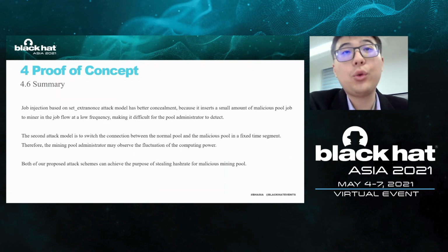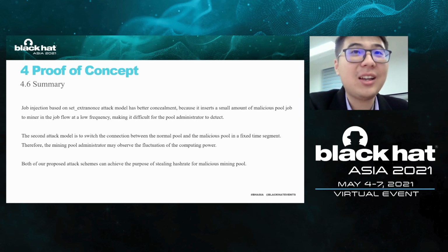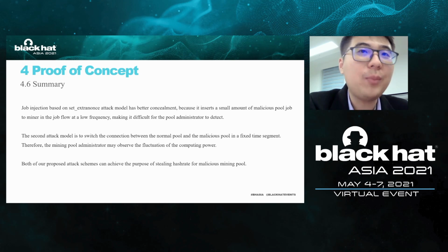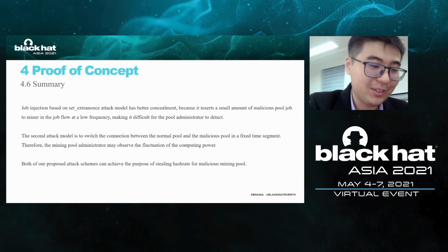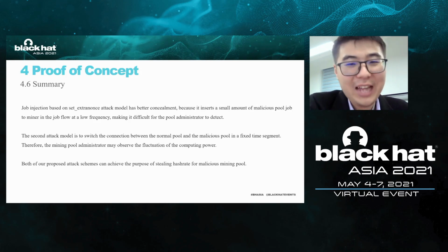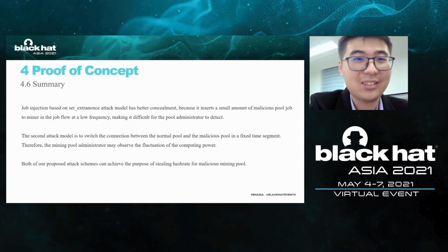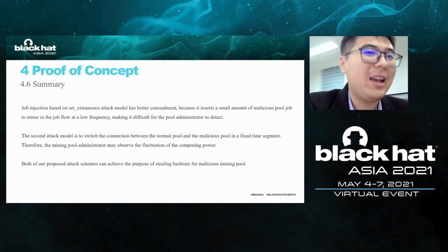Now we summarize these two methods. Job injection is more powerful, of course, having better performance and being more difficult to detect. But some miners do not support the set_extranonce method, making it useless in some situations. Therefore, we have a second one. The time segment method can be used for almost all miners, but it's much more obvious in traffic and will cause performance loss because of connect, disconnect, reconnect, disconnect. In a word, they are all effective, but the job injection is much more elegant.